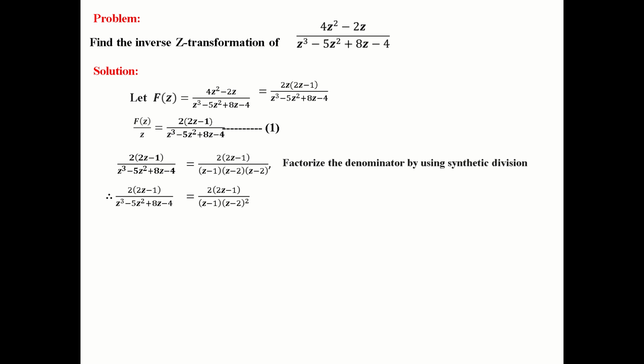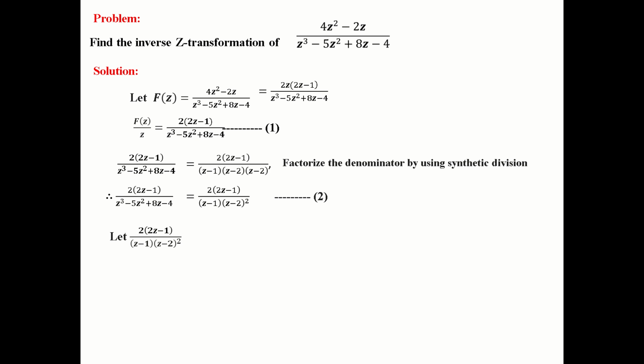Now 2(2z − 1)/(z³ − 5z² + 8z − 4) is equal to 2(2z − 1)/((z − 1)(z − 2)(z − 2)), that is, (z − 1)(z − 2) the whole square. That is equation number 2. I think you know synthetic division.